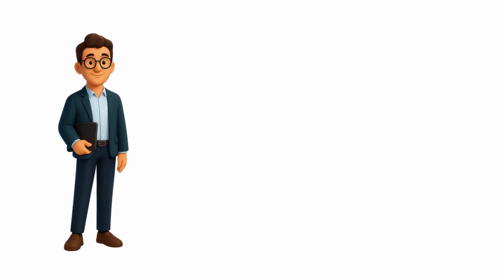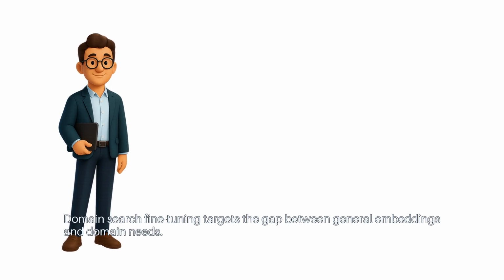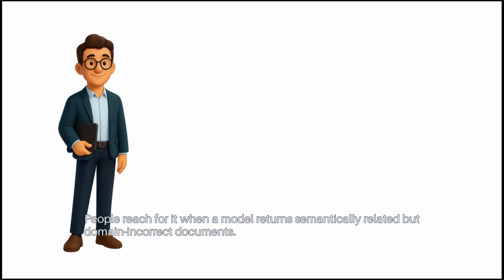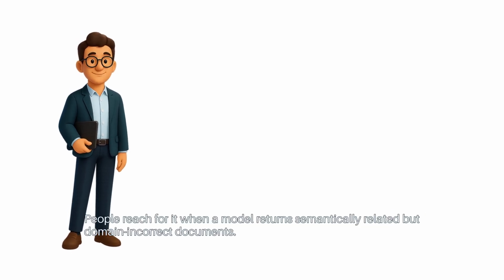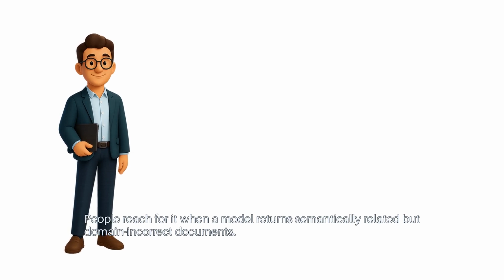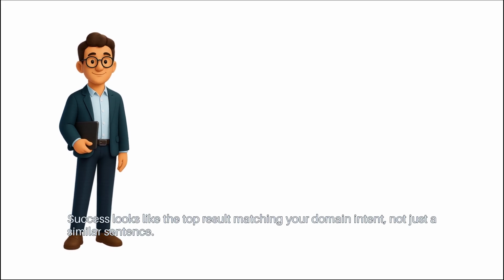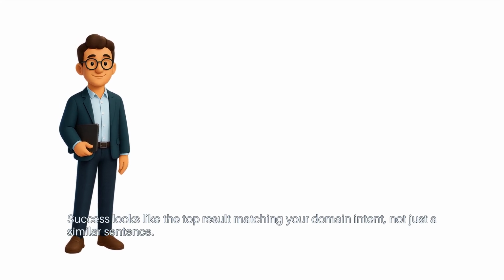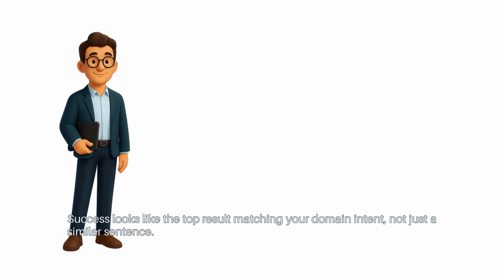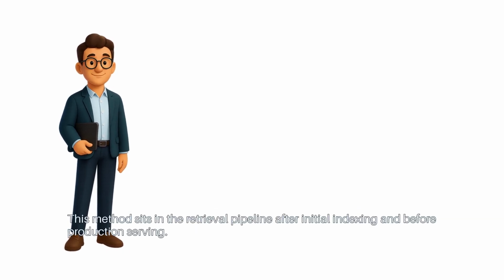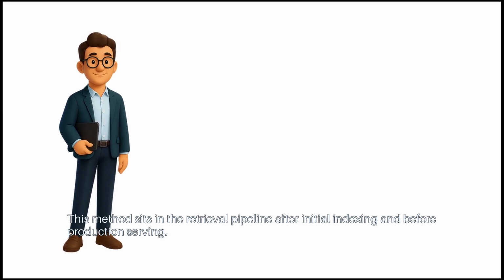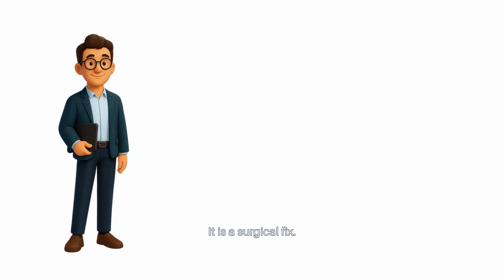Domain search fine-tuning targets the gap between general embeddings and domain needs. People reach for it when a model returns semantically related but domain incorrect documents. Success looks like the top result matching your domain intent, not just a similar sentence. This method sits in the retrieval pipeline after initial indexing and before production serving. It is a surgical fix.